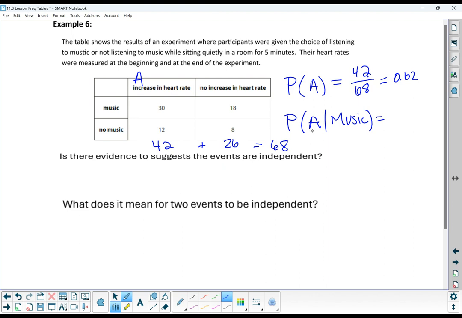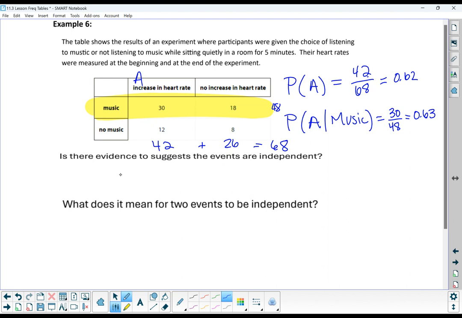So the probability of A, 0.62. So the probability that their heart rate increases given that they're listening to music, so this time we're limiting ourselves just to the people listening to the music. So that would be 30 out of 48. And if I calculate that probability, 0.63.